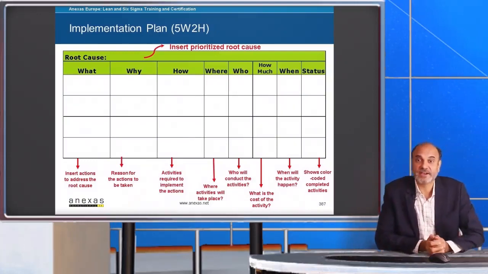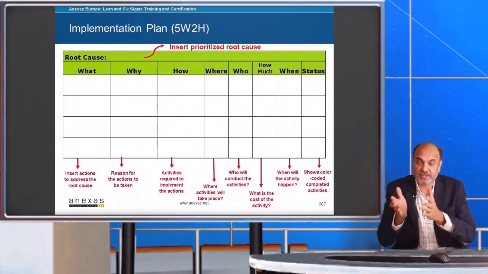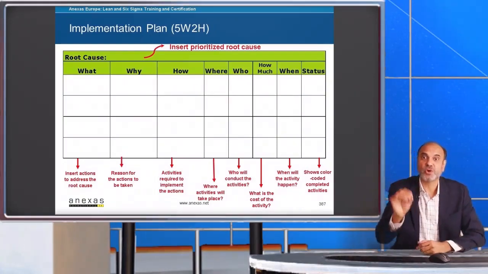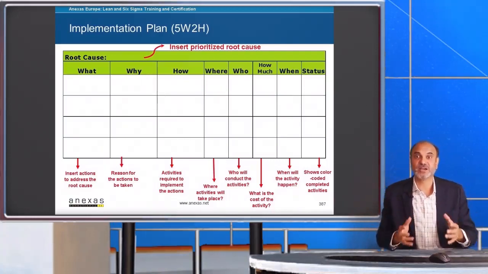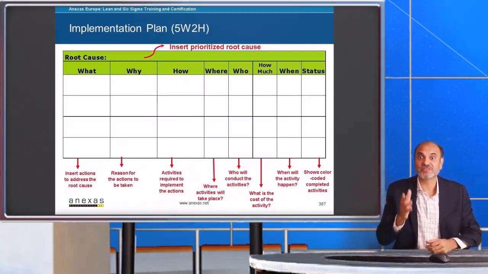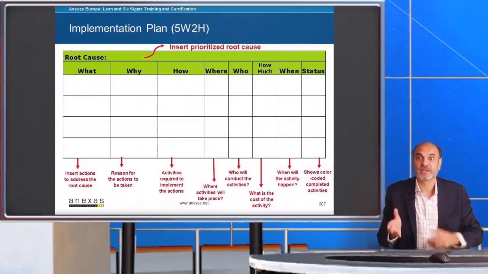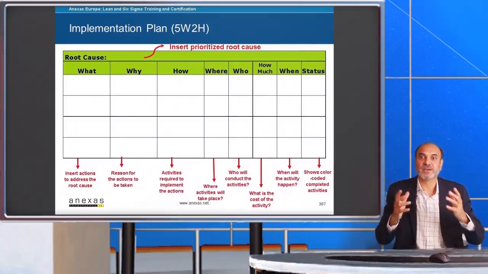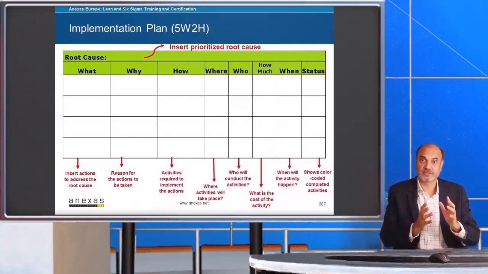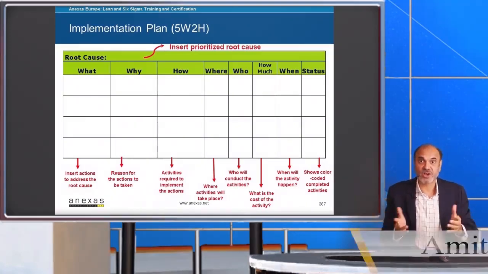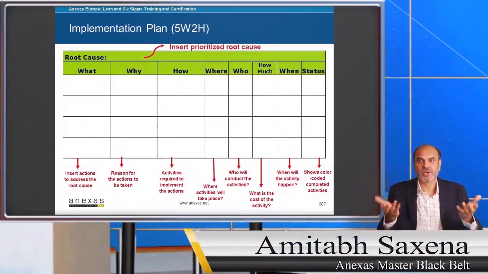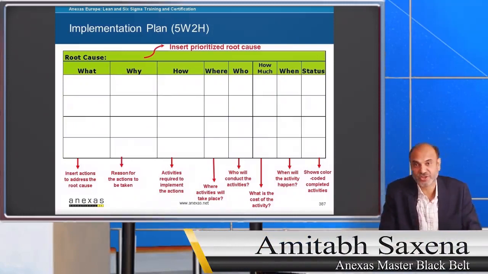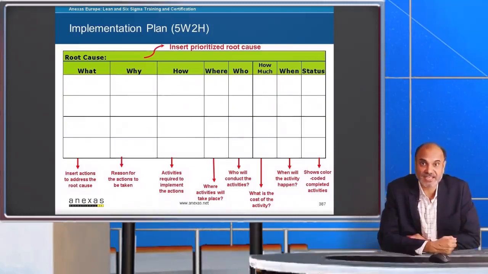Then comes where, means where the activities will be taking place. Then who means who is responsible for conducting these activities. And then comes how much, means what is the cost of the activity. Then when means when will the activity happen. And then finally you will put a status, whether this activity has happened or it is in progress or it is completed or still yet to start. So this is 5W2H. You can use 5W2H as a planning grid.